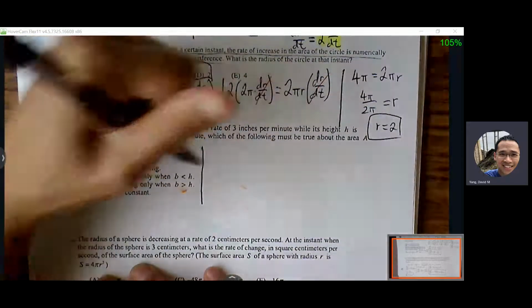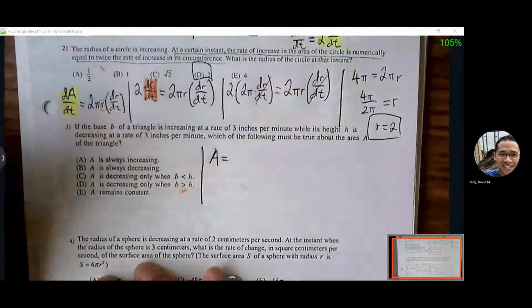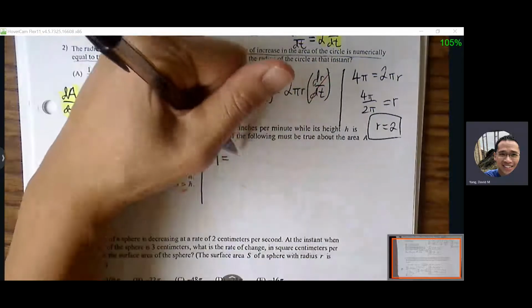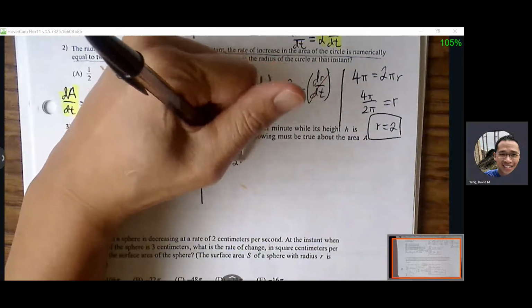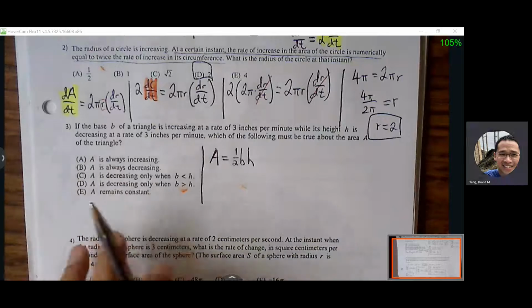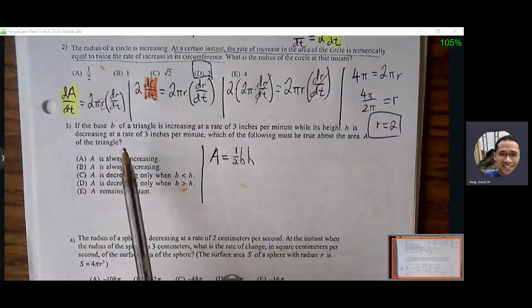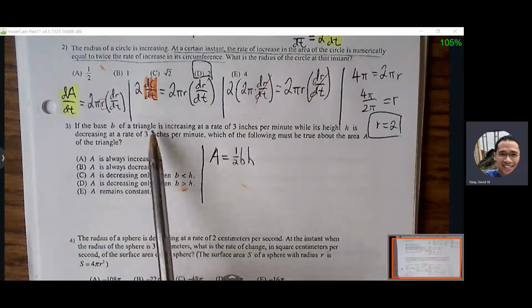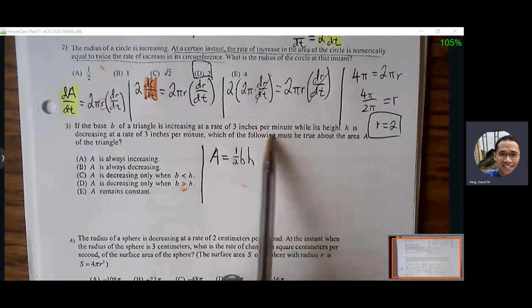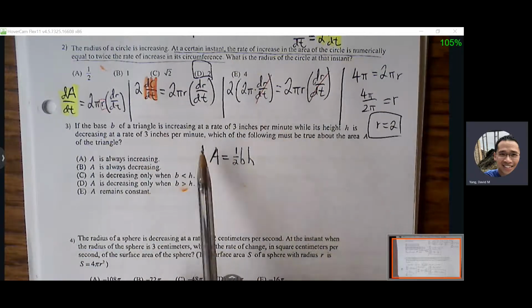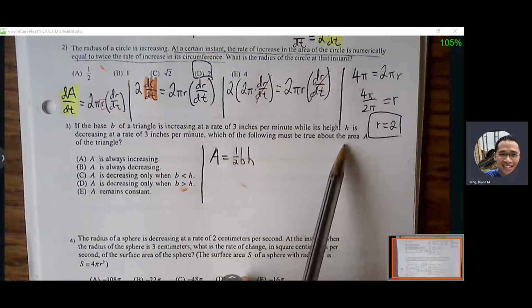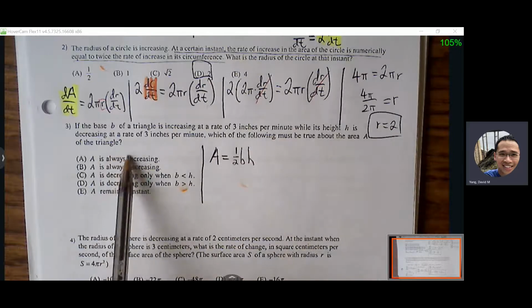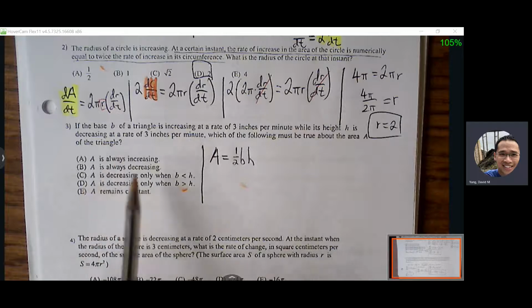What's the area of a triangle? Yeah, 1/2 base times height, okay. Okay, we know this is related rates because we see base increasing with respect to time, height decreasing with respect to time. And it says which is true about the area. We're talking about area that's increasing, decreasing. So we know this is dA/dt.